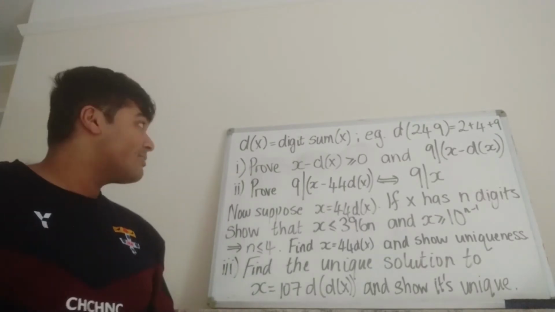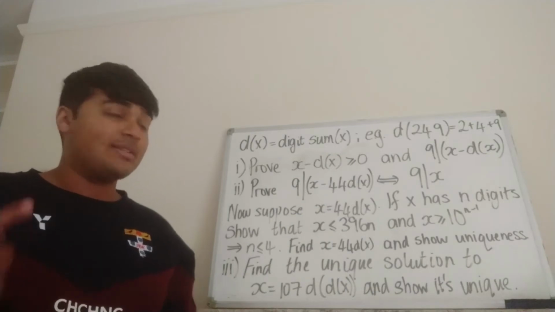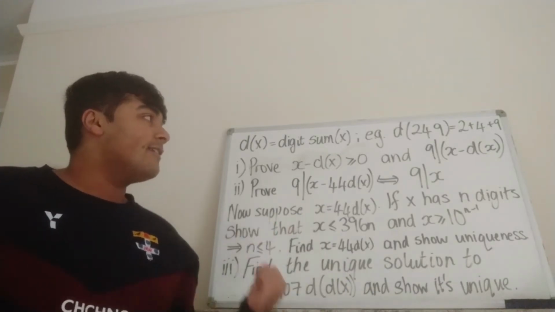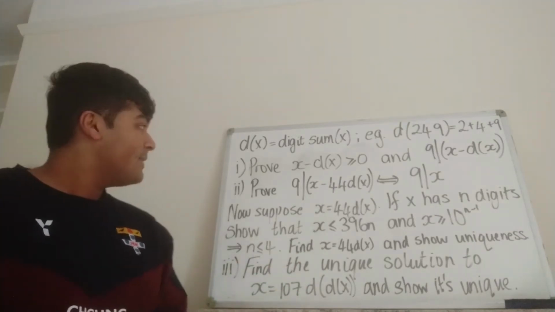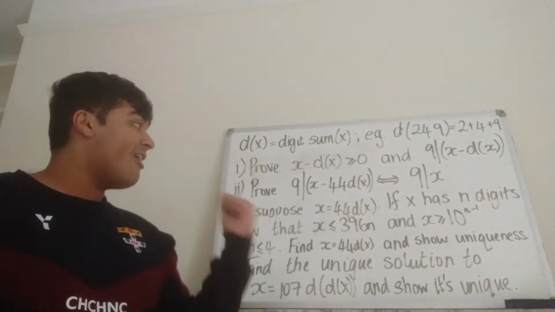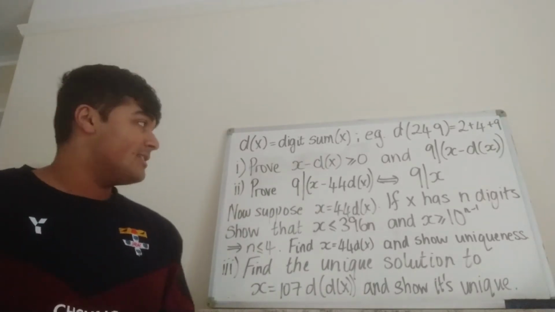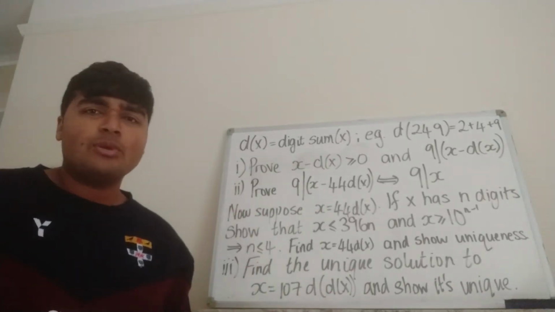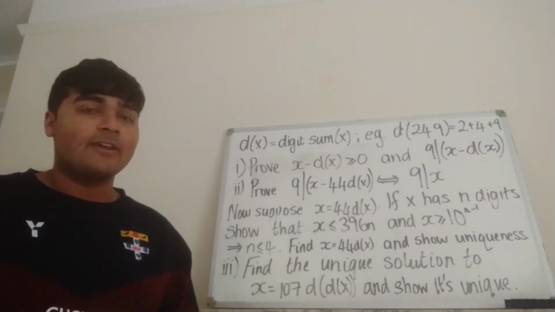Okay, so part 1 of this problem is we want to prove that x minus d of x is always at least 0, so it's non-negative, and that 9 divides x minus d of x. So x minus d of x is a multiple of 9. Part 2, we want to prove that 9 divides x minus 44 d of x if and only if 9 divides x. So in other words, x minus 44 d of x is a multiple of 9 if and only if x is a multiple of 9.